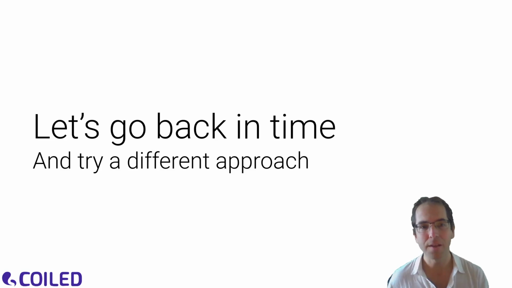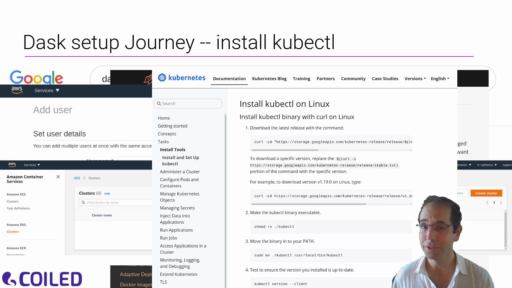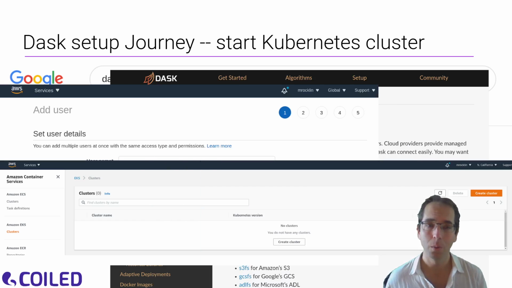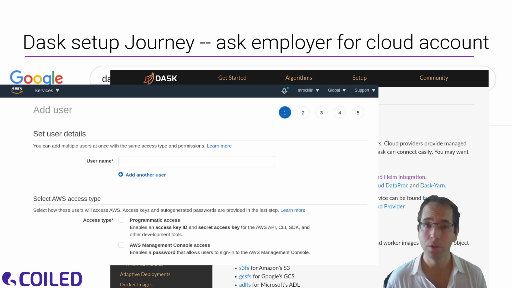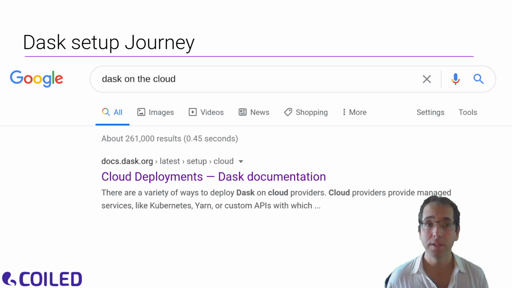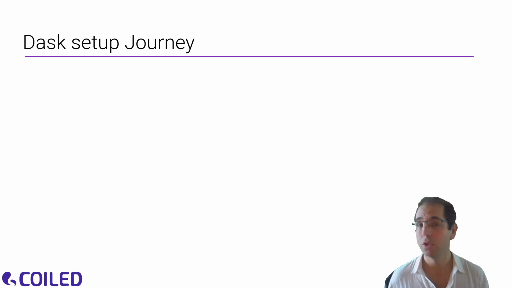So let's go back in time and try a different approach. Again, we're going to get a little bit into the sales pitch here for a second. We're not going to solve kubectl. We're not going to create a Kubernetes cluster. We might still ask for a role in the cloud from our IT department, but we're not going to go through different options. What we're going to do instead is try Coiled.